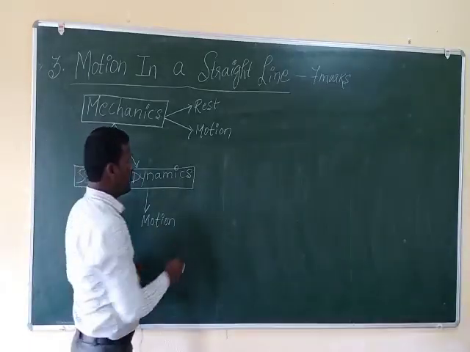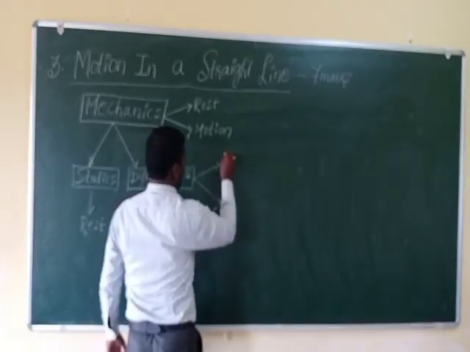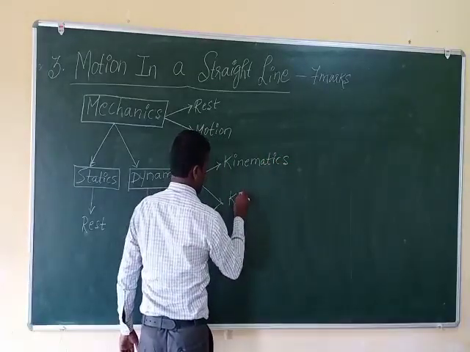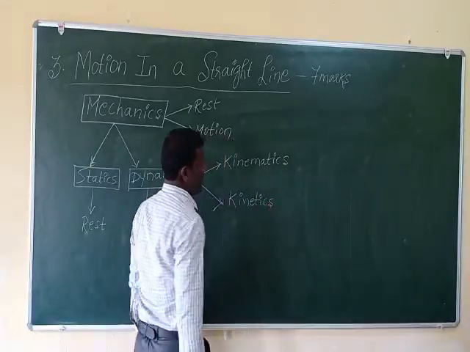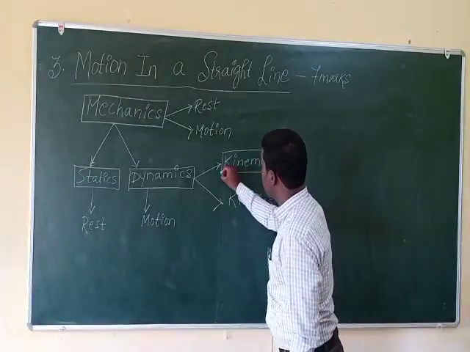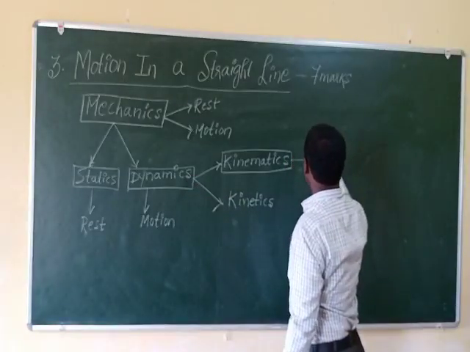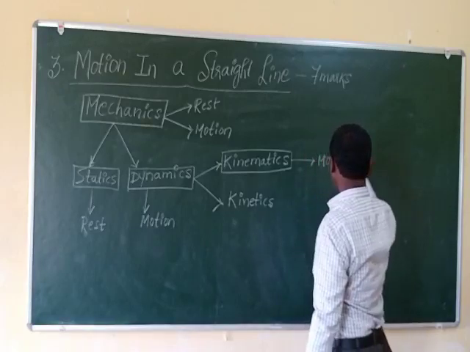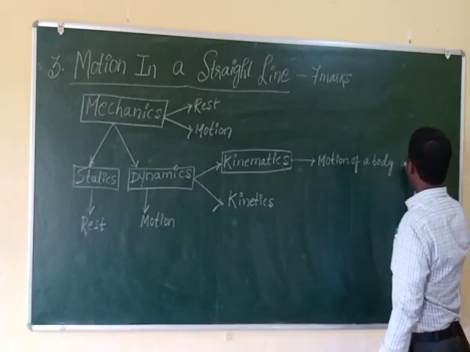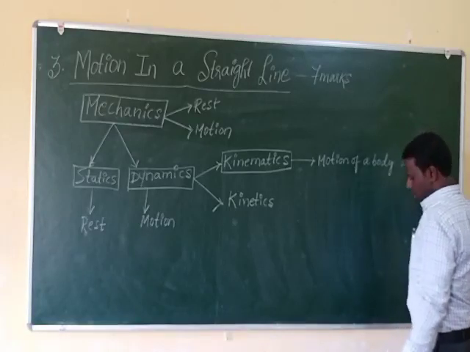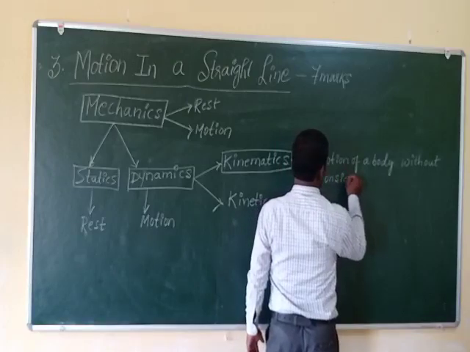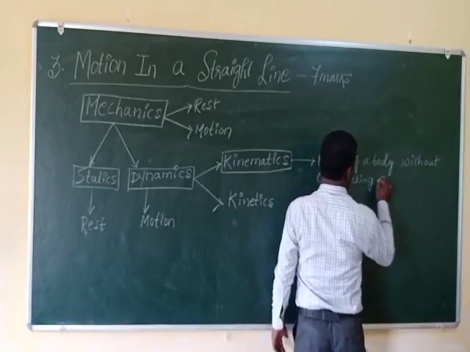Dynamics involves two branches. There are two branches of dynamics: kinematics and kinetics. Kinematics is the branch of dynamics which deals with the study of motion of a body, explaining the motion without considering the cause of motion.